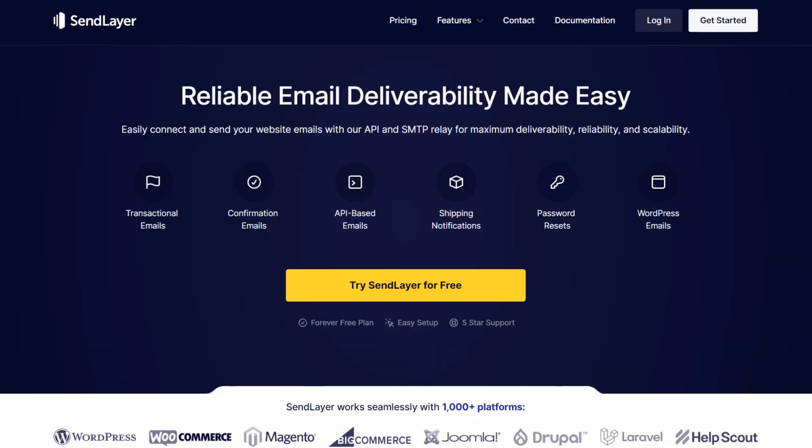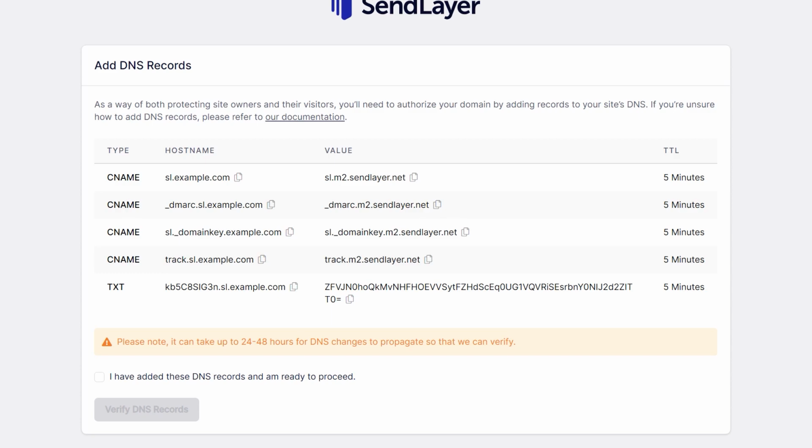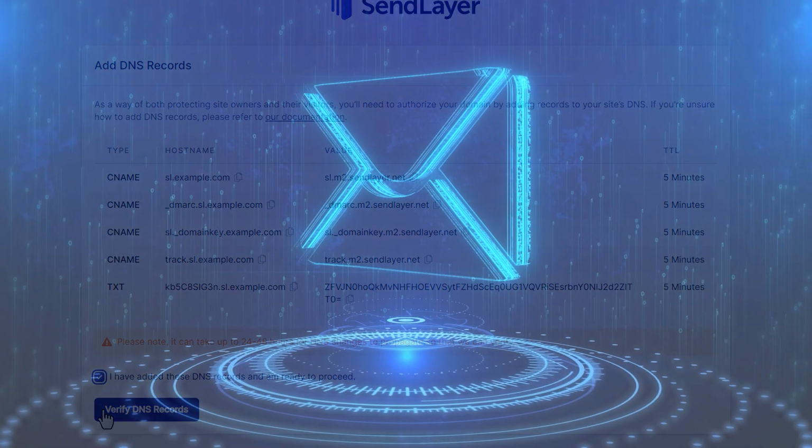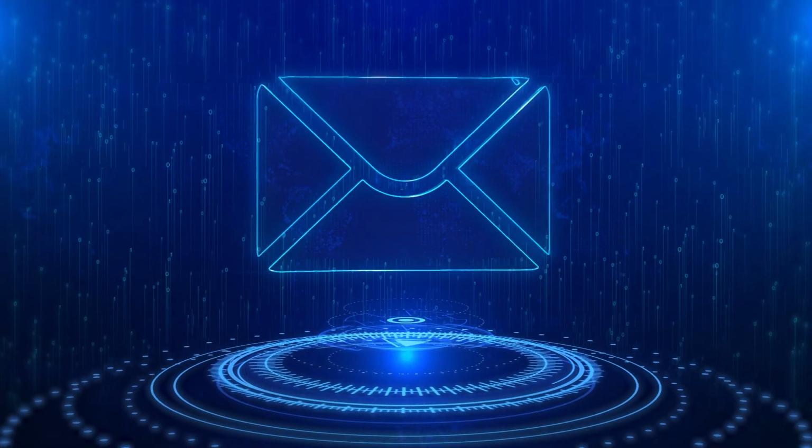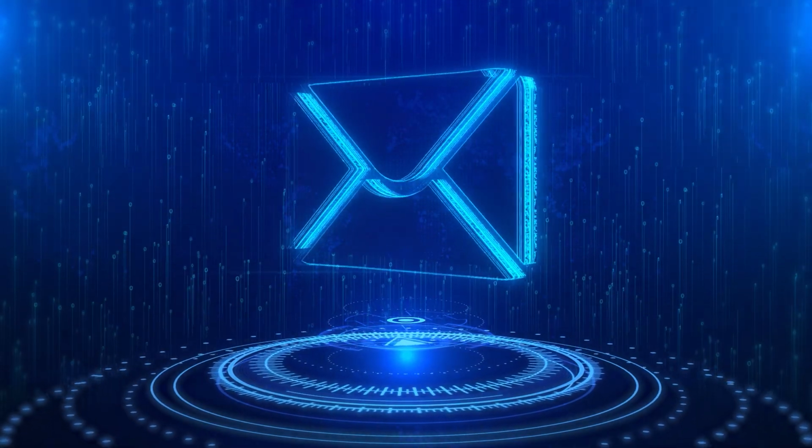SendLayer will automatically generate SPF, DKIM, and DMARC records for you to ensure all emails sent from your site are fully authenticated. All you need to do is copy and paste these records into your host's DNS settings. Once you've added your records to your host's DNS settings, you can send yourself a test email from your site to make sure such messages are being authenticated.